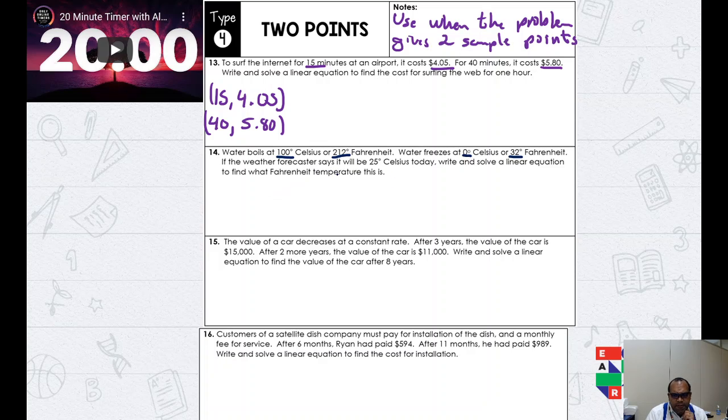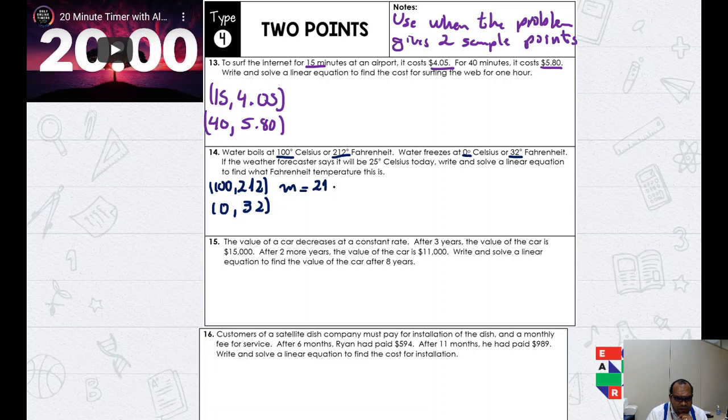Let's do it then. Let's focus over here, guys. I have my x1, 100. My y1, 212. And my x2, 0. And my y2, 32. Great. Let's find the slope using the slope formula, guys. I think you remember.